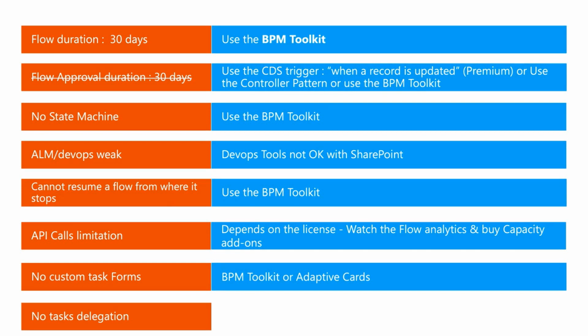And very important, there's no task delegation in Power Automate. What does that mean? That means that if you have a complex business process, let's say you ask someone to approve something, and this person goes on holiday or is sick, this person might become the bottleneck of your business process, right? So you must be able to automatically delegate your task to another person.